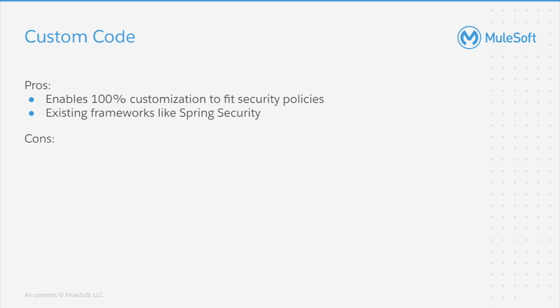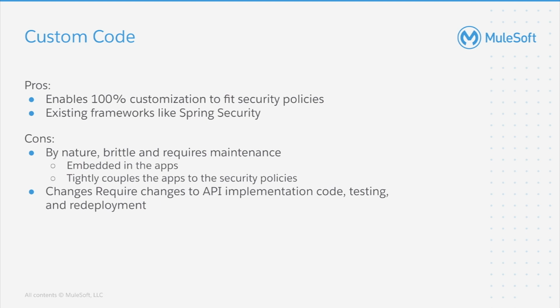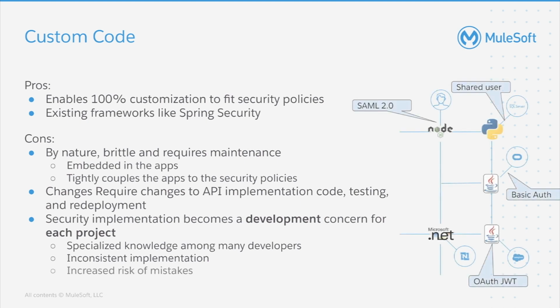It's important to remember that custom code is, by nature, brittle and requires ongoing maintenance. The security implementation becomes embedded inside of the applications, which tightly couples the applications to the security policies. So any change in the policy requires changes to the API implementation code, testing, and redeployment. Ultimately, the security implementation becomes a development concern for each project and requires specialized understanding of security standards and implementation. Unfortunately, many teams implement security controls inconsistently, which adds confusion and increased risk of mistakes.